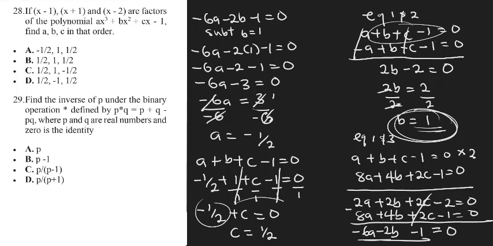So now the question says in that order. If it is in that order, we know that our a is -1 over 2. Then our b is 1, and our c is 1 over 2. So based on that, our answer is A.